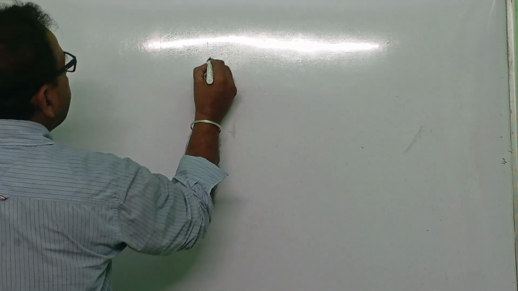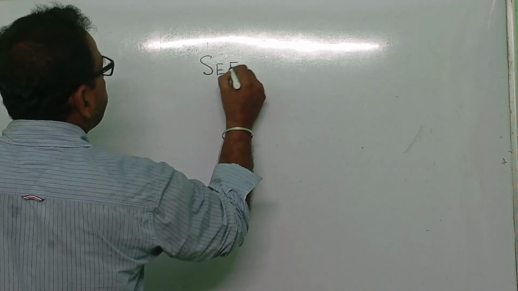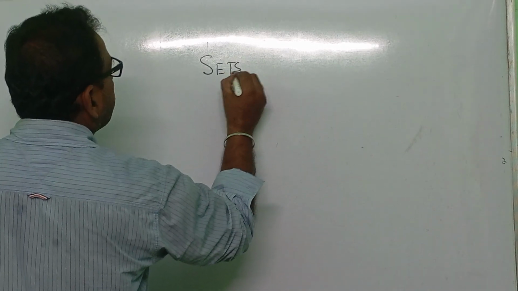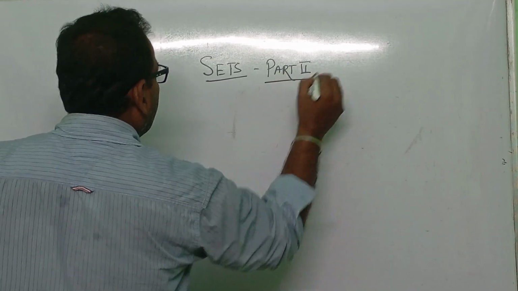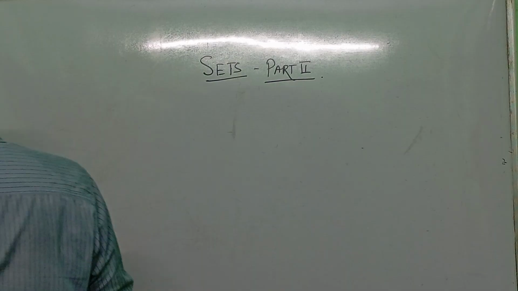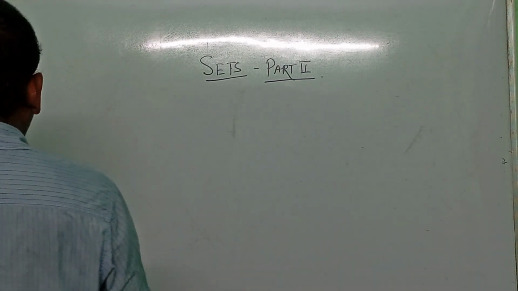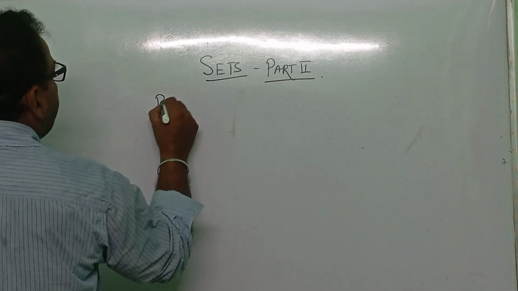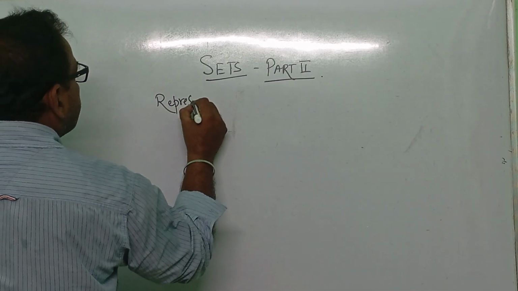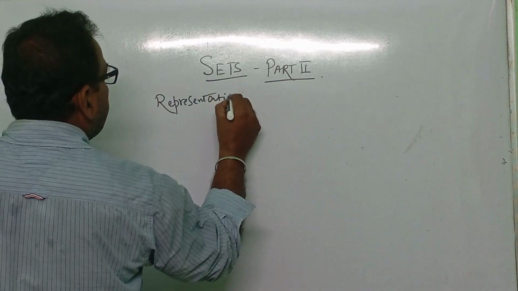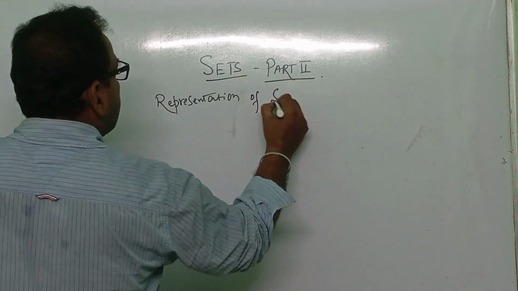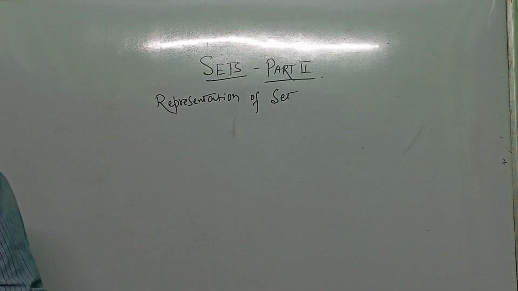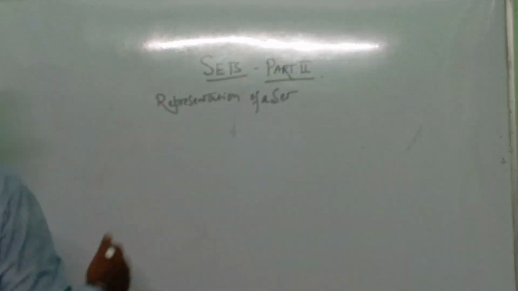Today we are discussing set part 2. Now what is set part 2? That is representation of sets. Clear?